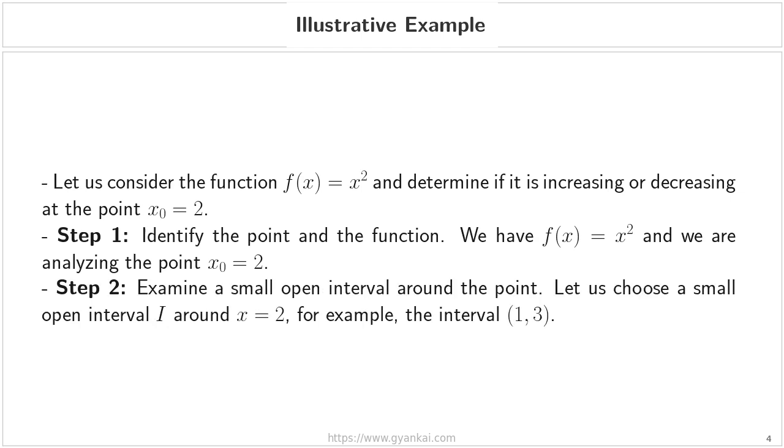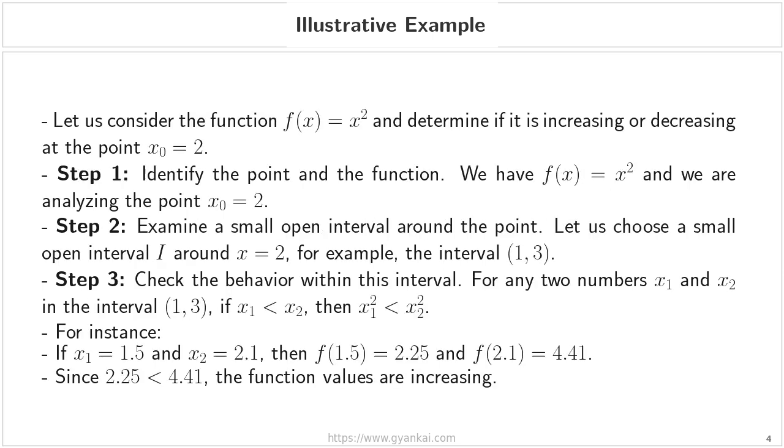Moving to step 2, remember from our previous discussion that we cannot determine monotonicity by looking at a single point in isolation. Therefore, we must examine a small open interval surrounding our point. For this example, let us choose the open interval from 1 to 3, which clearly contains our point, 2.